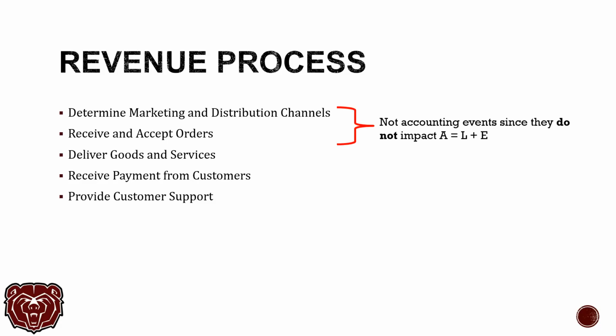Now, note, these first 2 points, they're not accounting events. We do not record them because they don't impact our assets equals liability plus equity, right? There's no impact on the accounting equation from these, so we don't record them. These last 3, we do have to record. We have to record this transaction because these are accounting events. They do impact assets, liabilities, and equity.